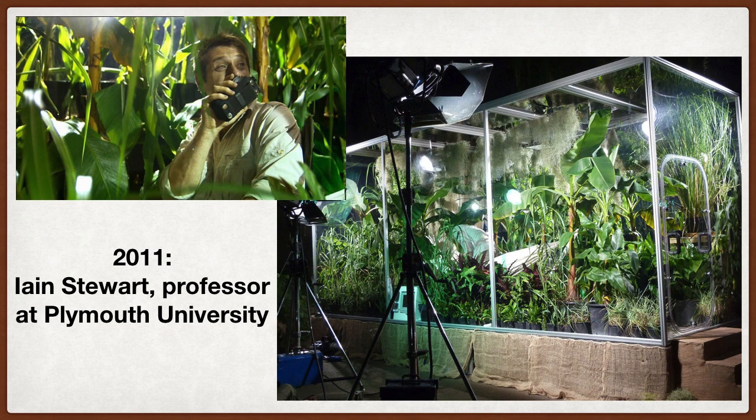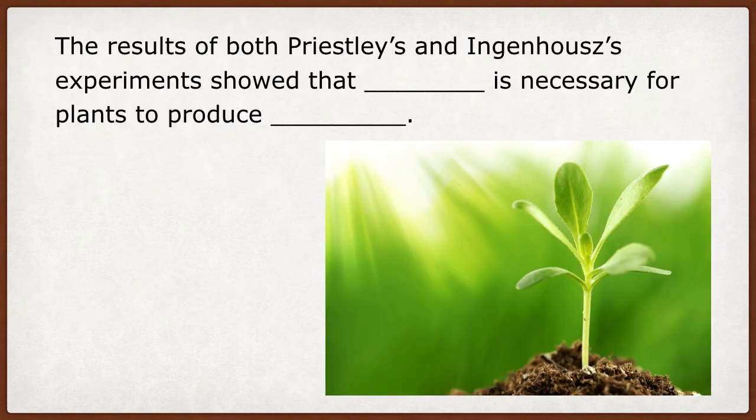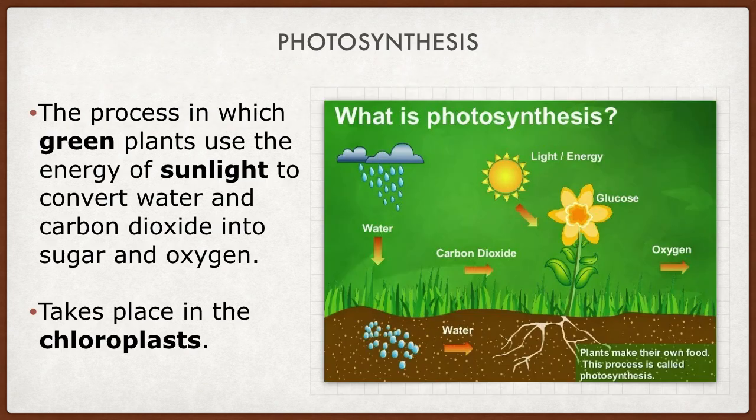So just as a recap, we know that the results of Priestley's and Ingenhousz's experiments showed what is necessary for plants to produce what gas. Hopefully you know by now that they proved that light is necessary to produce oxygen. This has to do with one of the processes of today's notes. This leads us into photosynthesis.